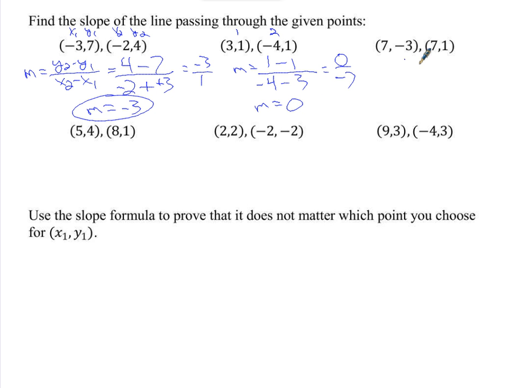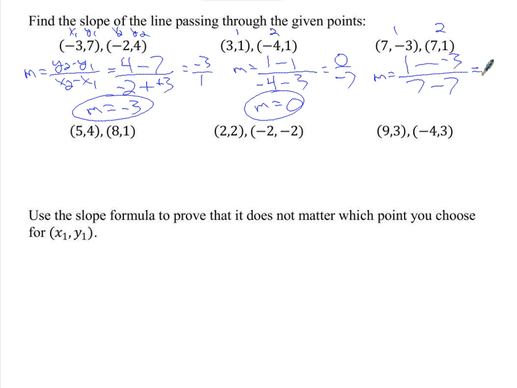Okay, talk me through the next one. Good. We will eventually. Finish writing the problem down. Good. So again, this is point 1 and this is point 2. So y2 is 1. y1 is negative 3. So I write 1 minus negative 3. Then divided by x2, which is that 7 right there, minus x1, which is that 7 right there.